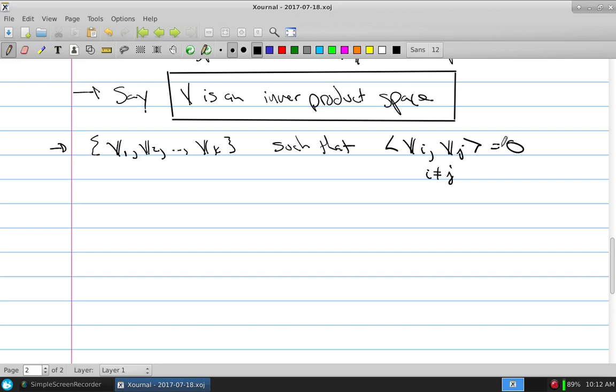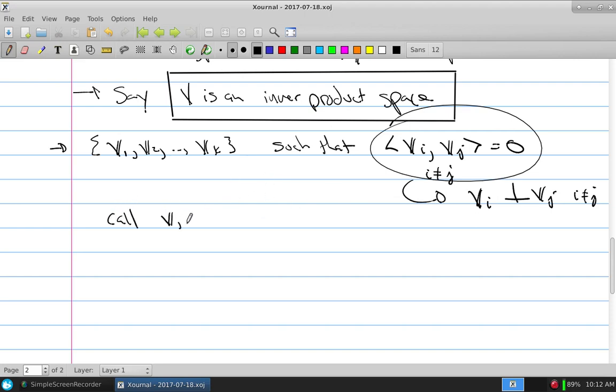Now, if an inner product is 0, that really means what? Instead of writing it this way, what could I have actually written? That vi is orthogonal to vj when i is not j. So just saying that their inner product is 0 is just simply saying the word orthogonal. If this is true, we'll simply call V1, V2, up to VK an orthogonal set.